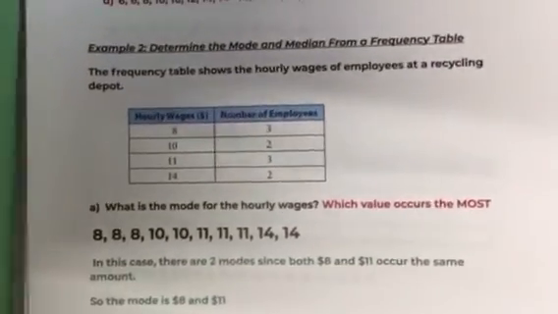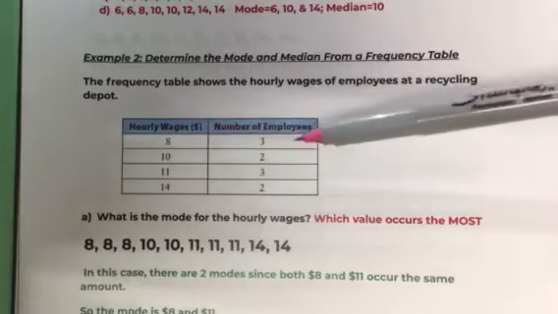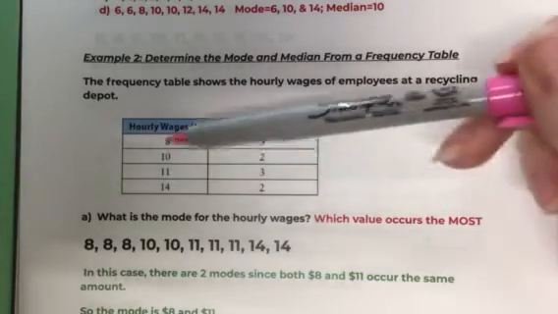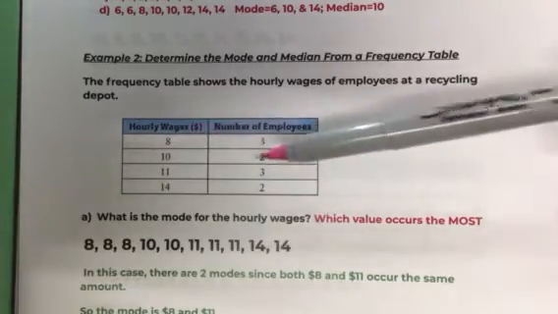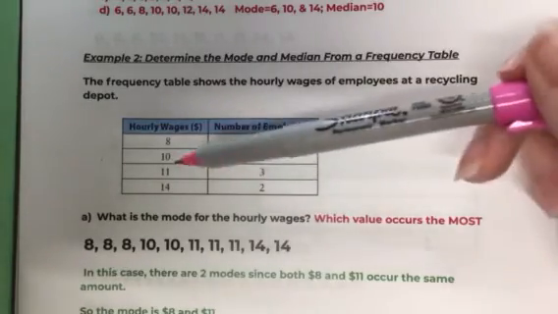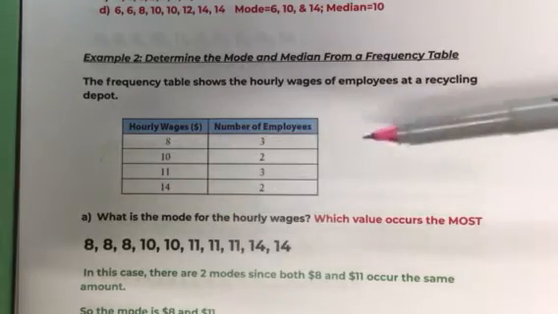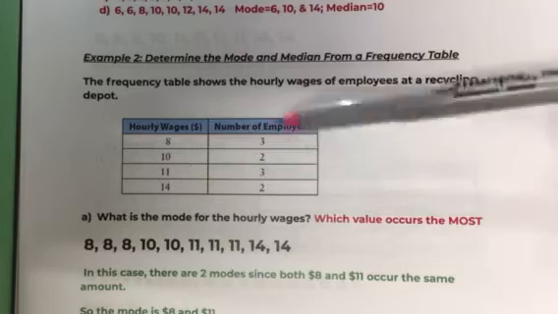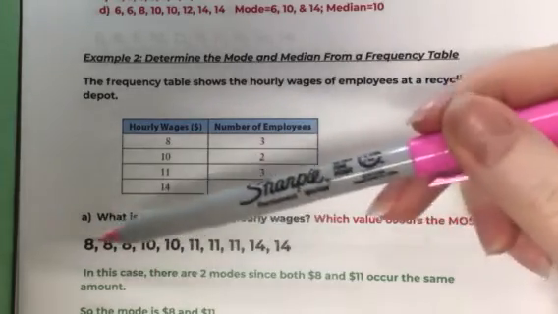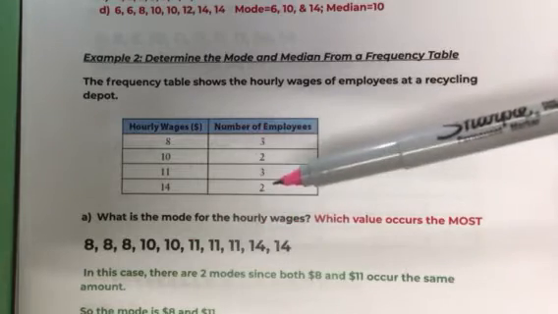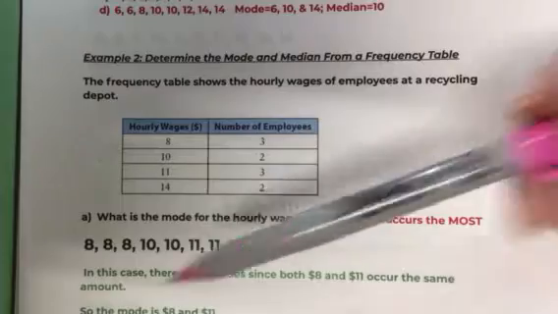So this is called a frequency table. What that means is that this is the amount of times that you had each of these wages. So you had 3 $8 wages, you had 2 $10 wages, 3 $11 wages, 2 $14 wages. So you can just keep it in the table, or I prefer to break them out as long as it's manageable. Sometimes there's too many and it just doesn't make sense to write that many out.